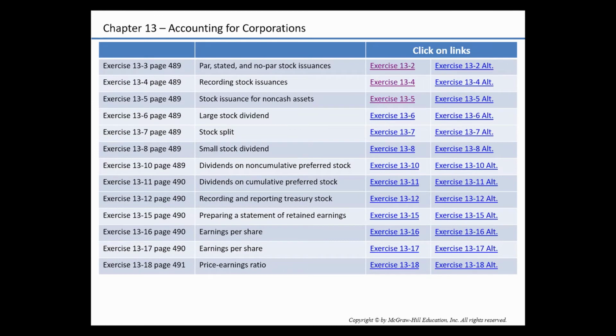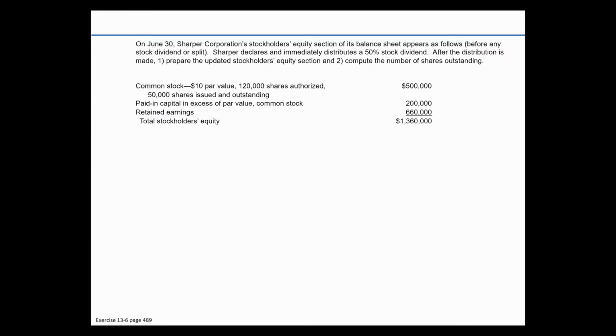How do we issue a large stock dividend? On June the 30th, Sharper Corporation's stockholders' equity section of its balance sheet appears as follows before any stock dividend or split takes place. Sharper declares and immediately distributes a 50% stock dividend. After the distribution is made, we're going to prepare the updated stockholders' equity section and compute the number of shares that now are outstanding.